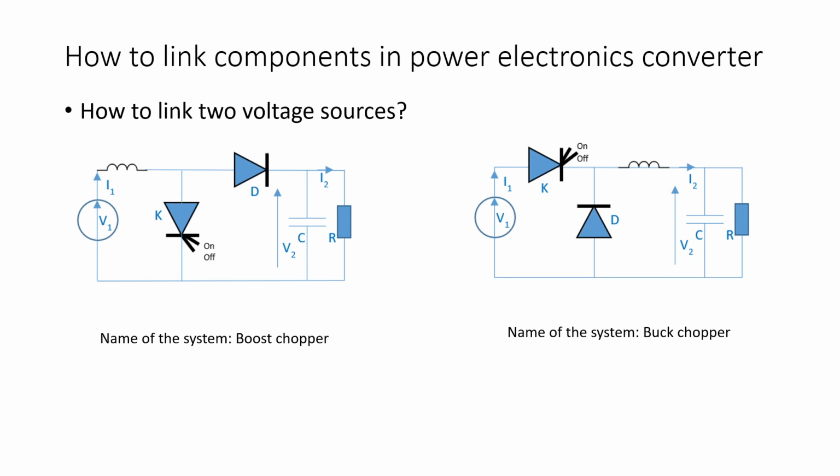So now here, how you can link components in power electronics converter. If you have voltage source, so now it's clear, right? Here is voltage source. Yeah, if you have voltage source, you need to use inductor in series, because inductor resists, not allowing current to flow too much when you have voltage source.